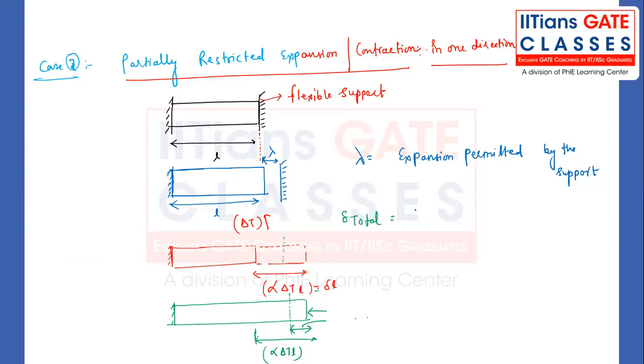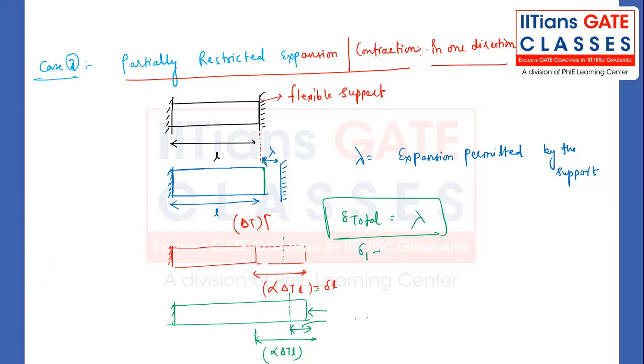now the total deformation will be lambda, not zero. In the earlier case, we have seen that total deformation was zero. The rigid support was not allowing the material to expand completely, right? But here you can see, my dear friend, whatever the support is there, it is just saying that you can expand by the amount lambda.